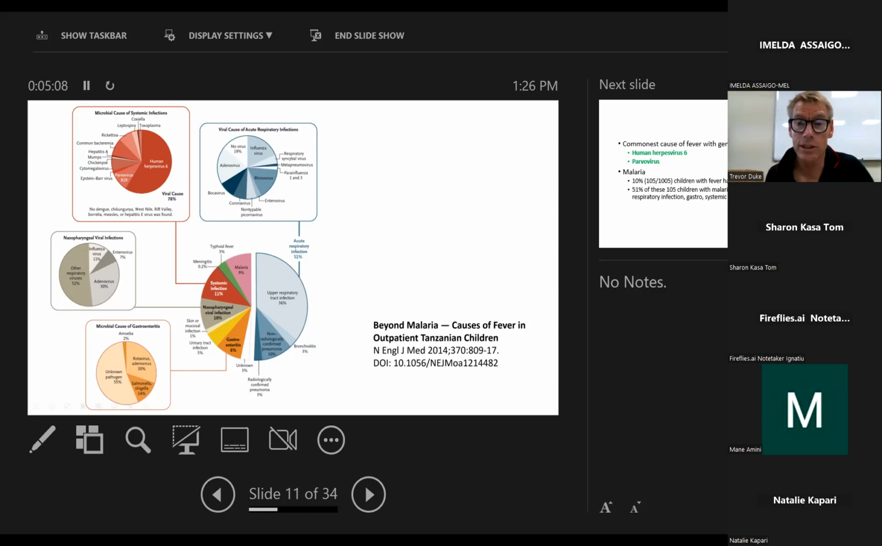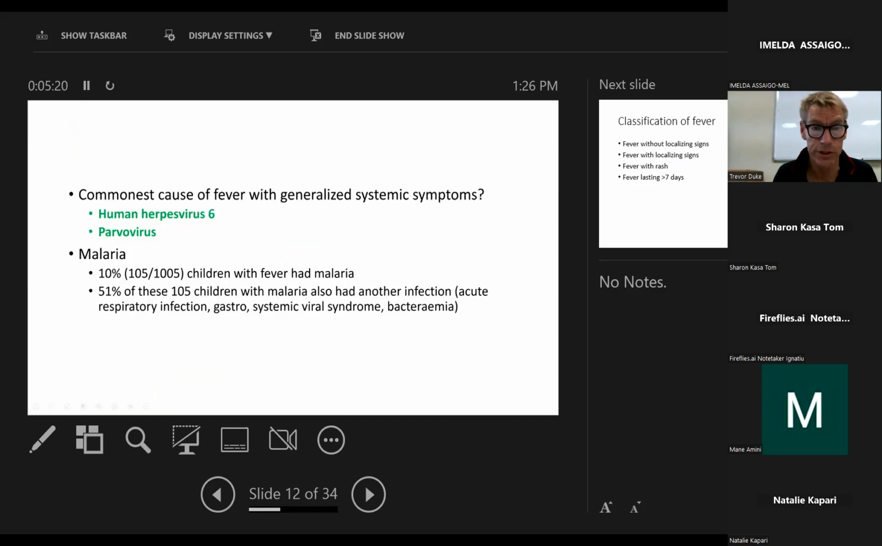So I guess you can see from that that the causes of fever are very broad. There are many different causes of fever. It's not all malaria. It's not all pneumonia. There are lots of different causes. And so it really is important that we try to understand all the different causes of fever.